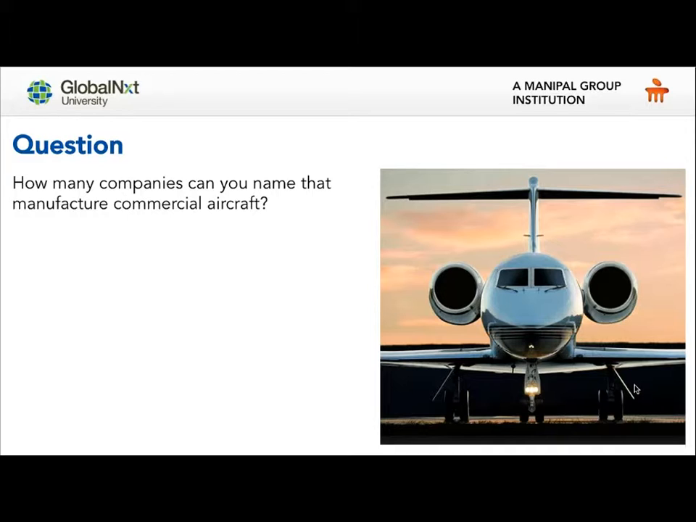So somebody's saying Embraer and Lockheed. I don't know if Lockheed make commercial aircraft. Rolls-Royce, I think they make aircraft engines. I don't think they make aircraft itself. So basically, I'm getting Airbus and Boeing and maybe a few other companies.